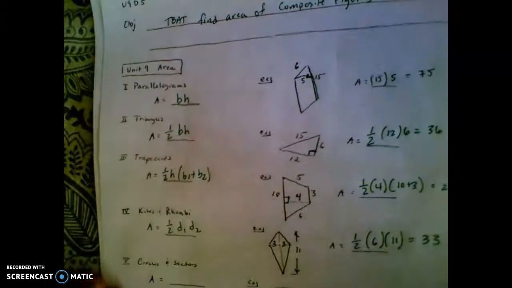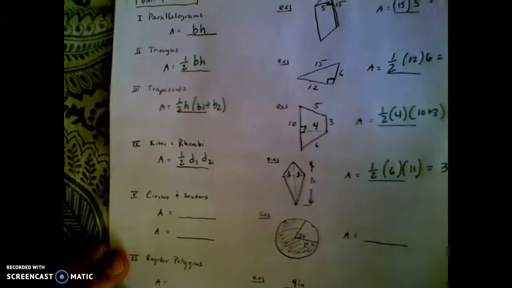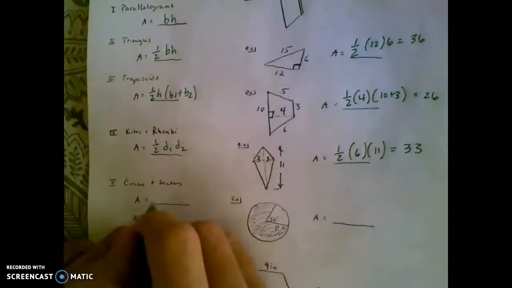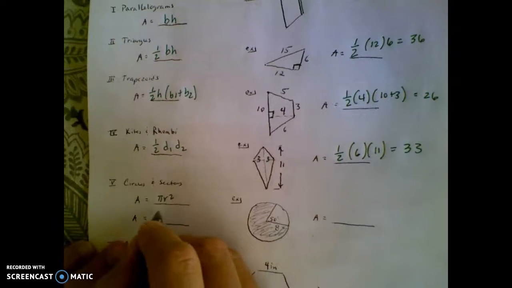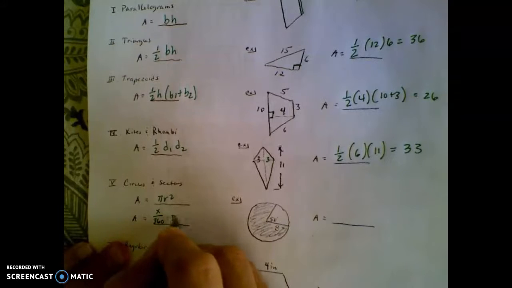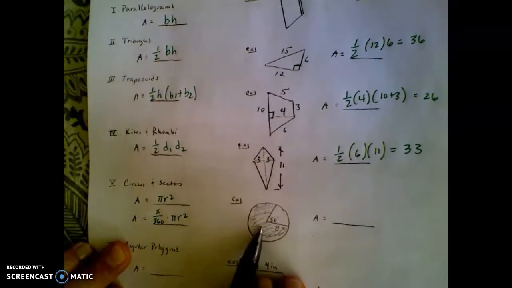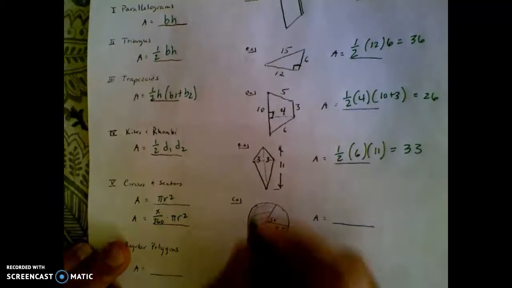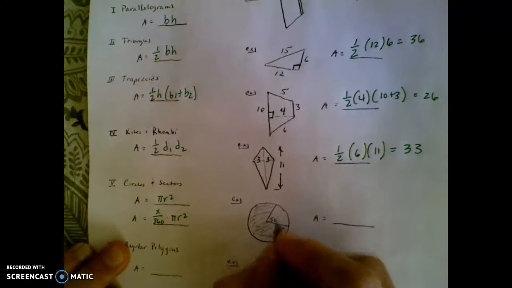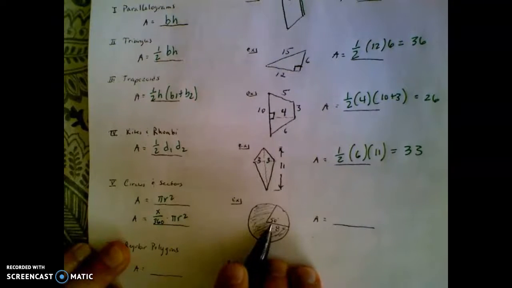Areas of circles and sectors. Circles are what? Pi r squared. A sector is the central angle over 360 times pi r squared. Here they want me to find the area of this sector. Notice the shaded portion is the large portion. The unshaded part, which I don't want to find the area of, is 50 degrees.